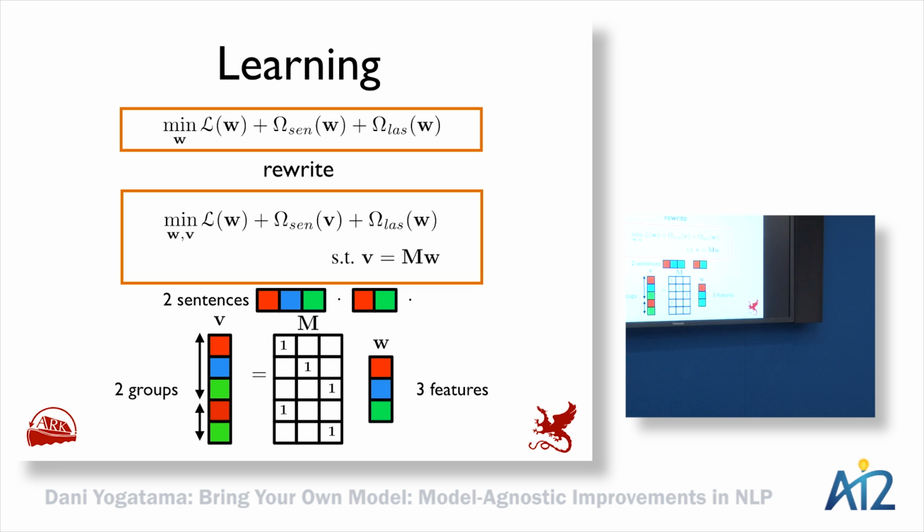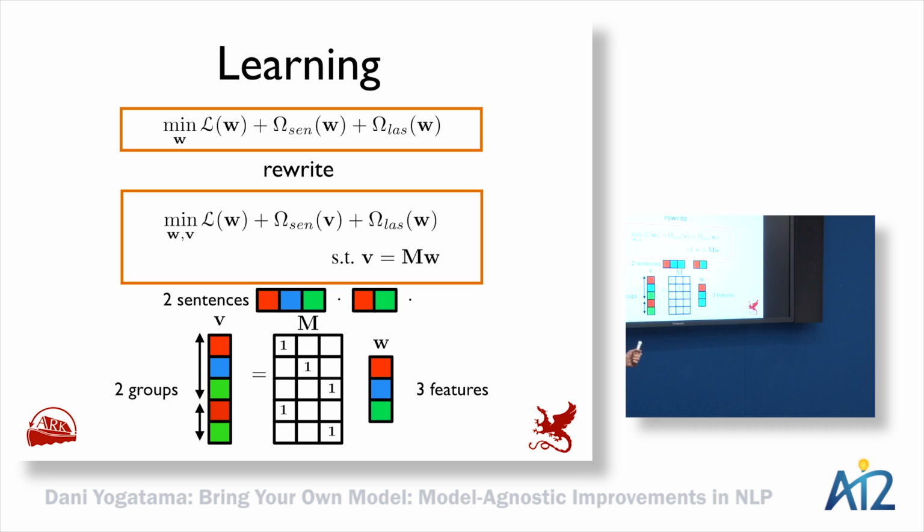Now v is basically, for every sentence, a copy of the features appearing in that sentence. In the first sentence, we have red, blue, and green, so we make a copy of red, blue, and green. These are the top three boxes here. And in the second sentence, we have red and green, so this is the second copy over here. And M is just a binary matrix that tells us that the first element of v is a copy of red. Basically, it's 1, and the rest is 0. The last element of v is a copy of the green feature.